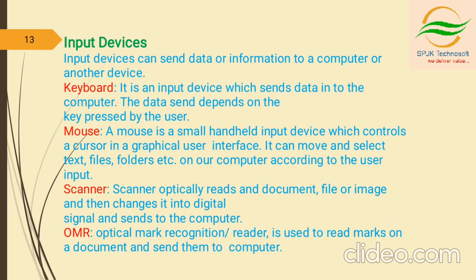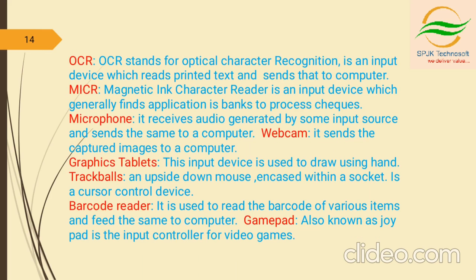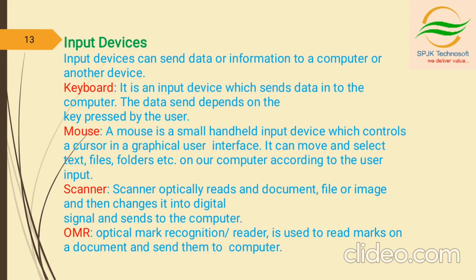When coming to the input devices of a computer system, input devices can send data or information to a computer or another device. Those are keyboard, mouse, scanner, OMR and OCR, MICR, microphone, webcam, graphics tablets, trackballs, barcode reader, gamepad. Coming to the keyboard. Keyboard is an input device which sends data into the computer. The data sent depends on the key pressed by the user. Whatever keys are pressed by the user, that input is given to the computer through the input device keyboard.